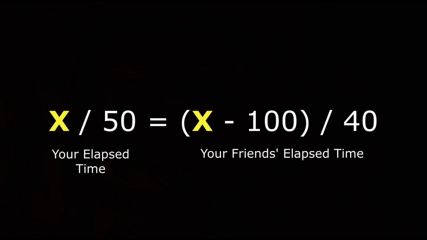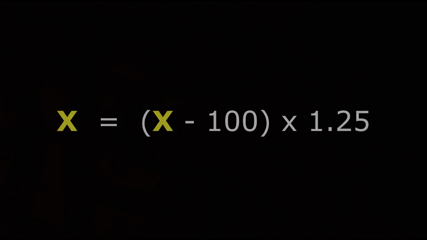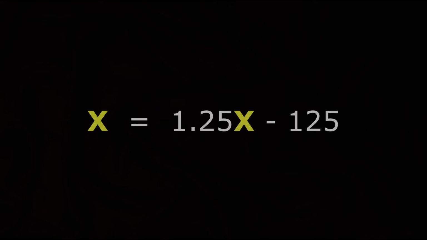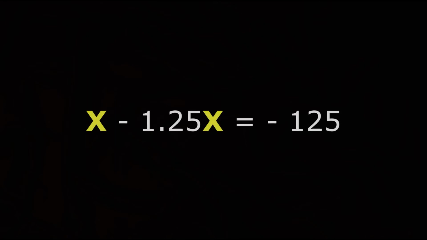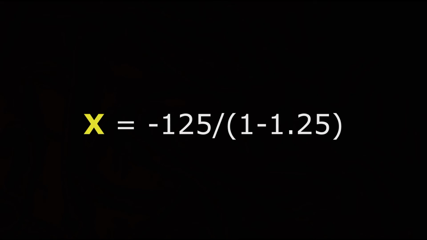To solve for x, we need to get the x's on one side of the equation. We can start by multiplying both sides of the equation by 50, in order to cancel 50 in the denominator on the left side of the equation. Next, we can divide 50 by 40 on the right side to get 1.25, and then multiply that across both terms in the parentheses. Next, we can subtract the term 1.25x from both sides to get both x terms on the left side. We can then pull the x variable out on its own on the left, and then divide both sides by the entity in the parentheses on the left to get x all by itself on the left.